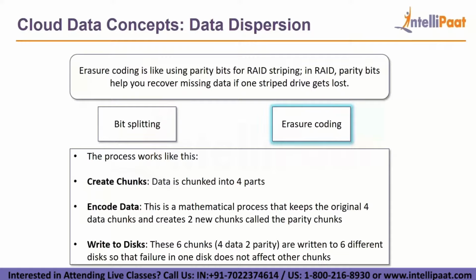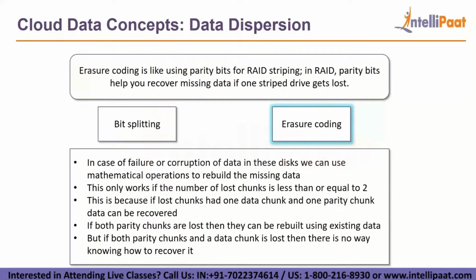Writing to the disks basically allows us to have 6 chunks, and we have them written to 6 different disks so that the failure of one disk does not affect the other. Now, in case of failure or corruption of data in these disks, we can use mathematical operations to rebuild the missing data. This only works if the number of lost chunks is less than or equal to 2. If it's more than that, then the data is unrecoverable and essentially our entire data is corrupted.